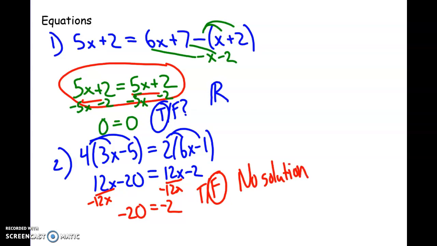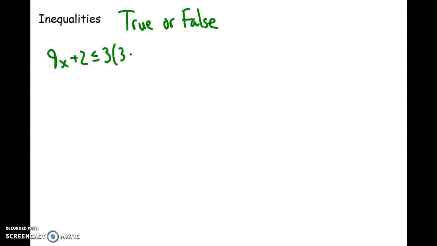Okay? Now, let's take a look at inequalities. So for inequalities, again, I have to stress this idea of true or false, because that's really what you're looking at. Is it true or is it false? And so let's take something like 9x plus 2 is less than or equal to 3 times the quantity, 3x minus 4. I'm going to go about solving it.